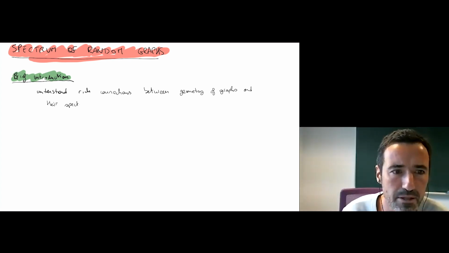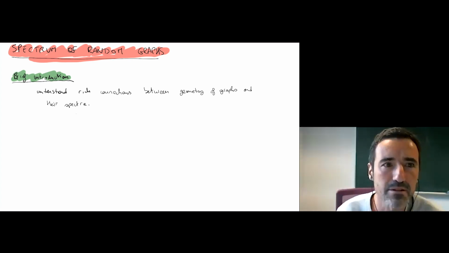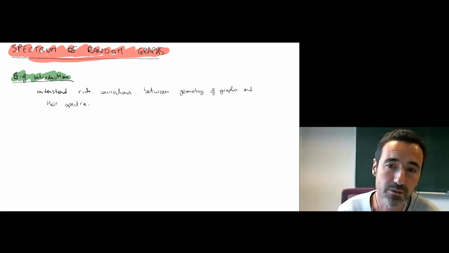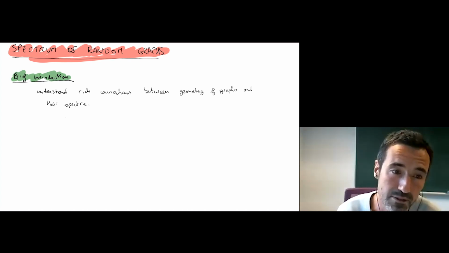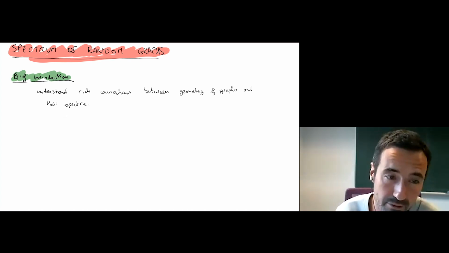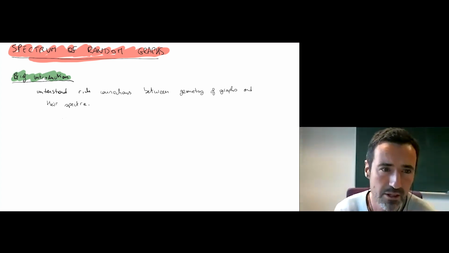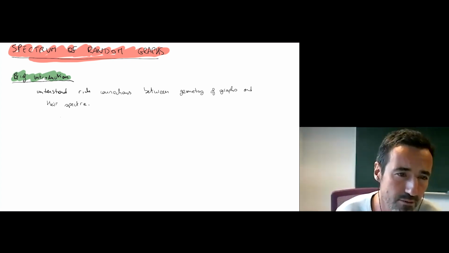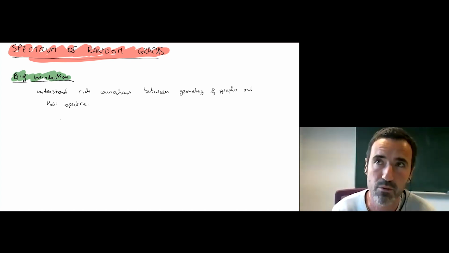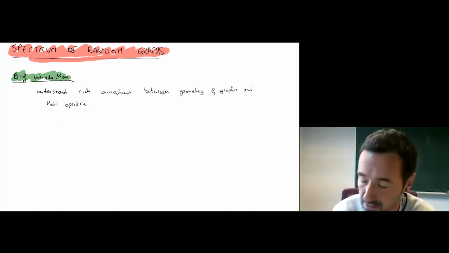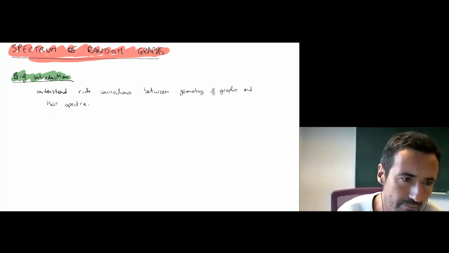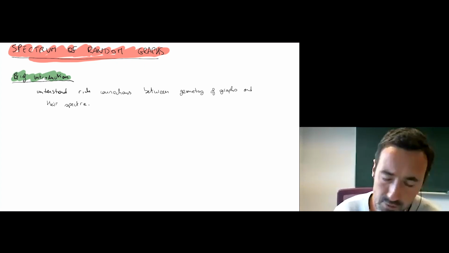I write spectra, meaning it's a plural, because there are many ways to define the spectrum of a graph or any combinatorial structure. And this will be done thanks to local operators, and we will choose one during the first part of the course. But there are various ways to do that.